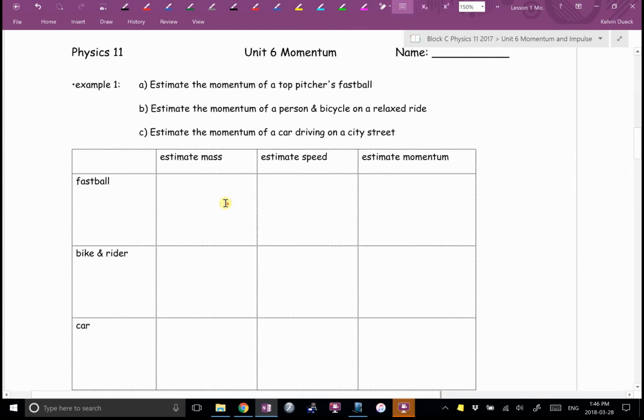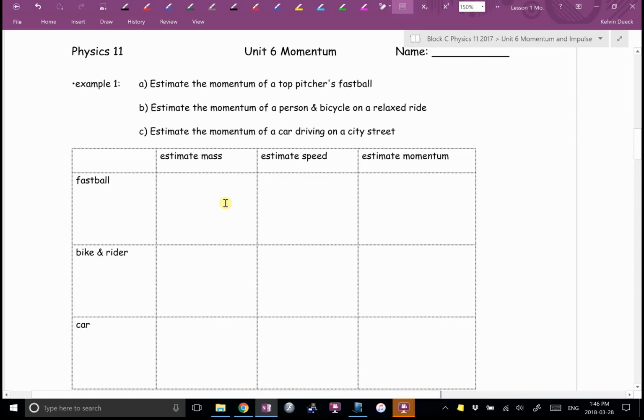Since I've just introduced a new concept to you, momentum, I always try and give you an idea, Rihanna, of what's really big and what's really small. So we're going to estimate the momentum of a top pitcher's fastball. Then we're going to estimate the momentum of a person and bicycle on a relaxed ride. We're going to estimate the momentum of a car driving on a city street. So, do I have any baseball players here?